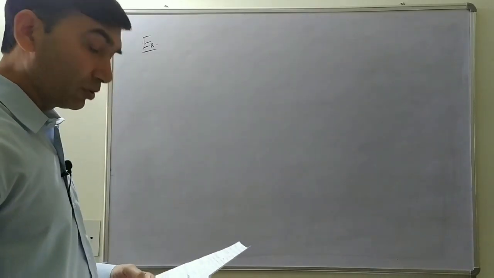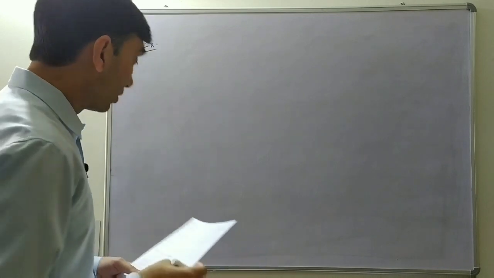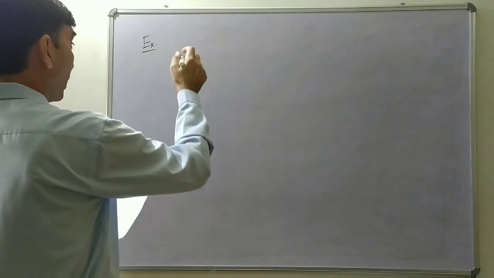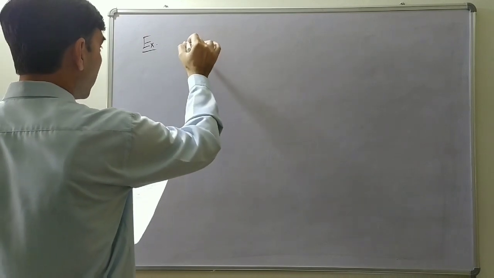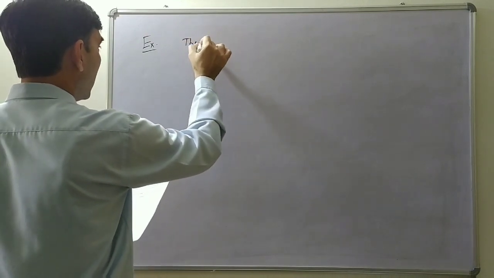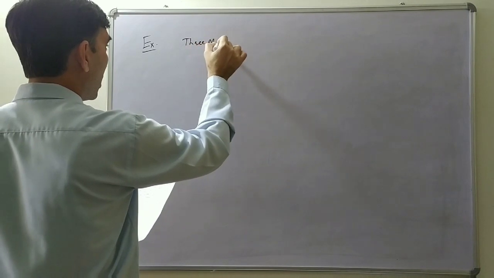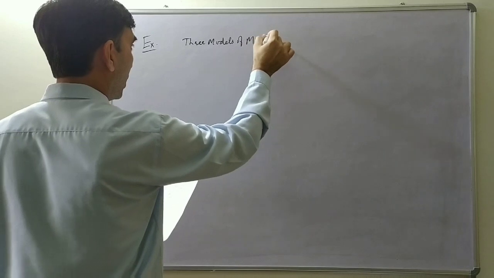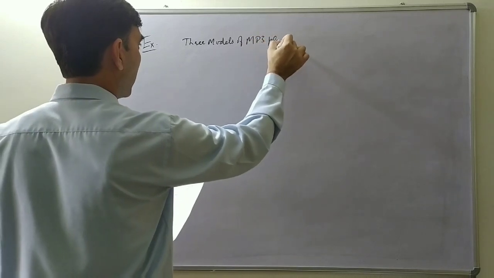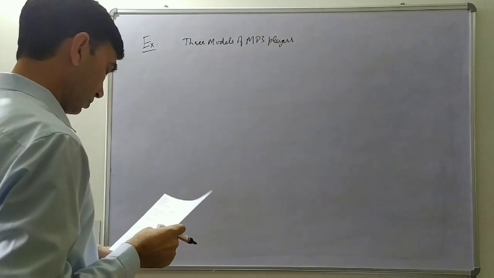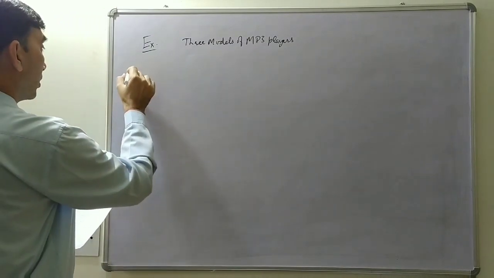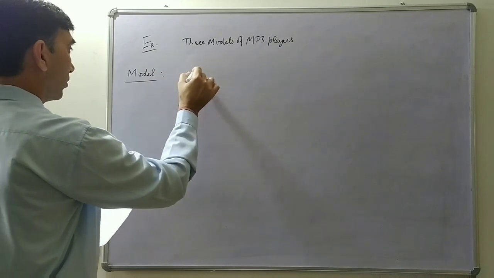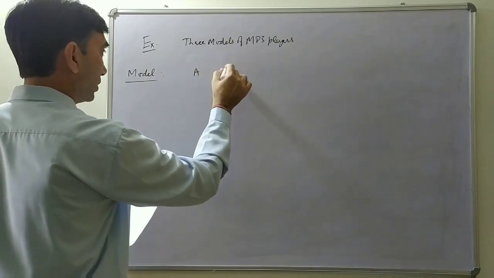Now let's see an example of a random sample from a discrete population. A company manufactures 3 models of MP3 players. Model A, B, C.